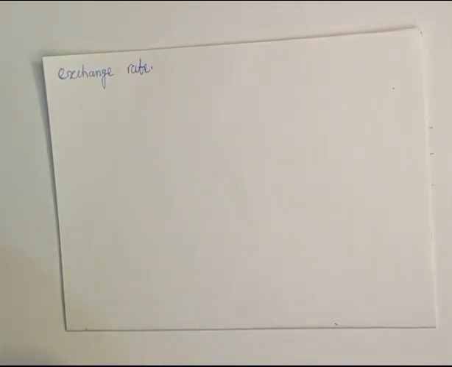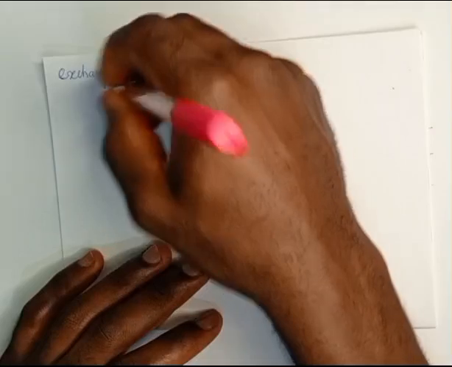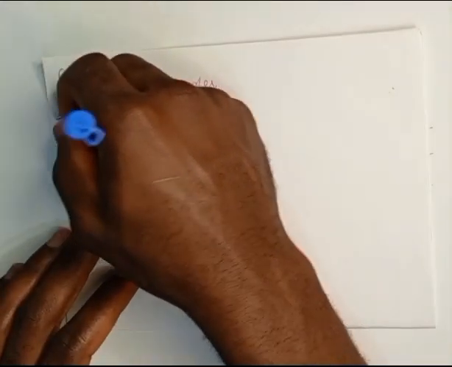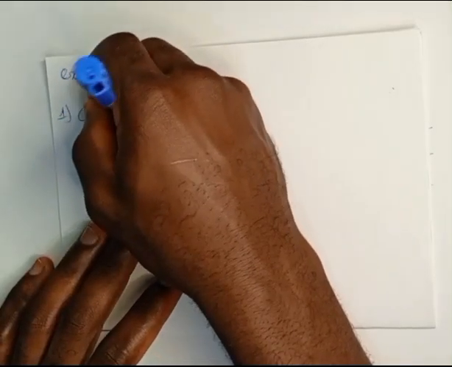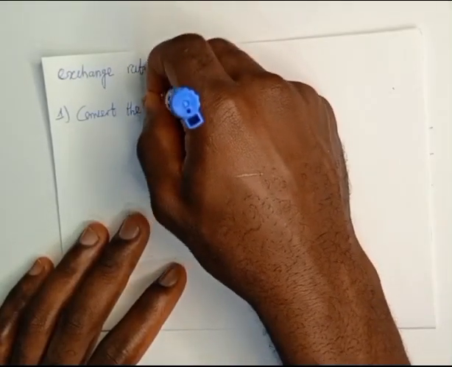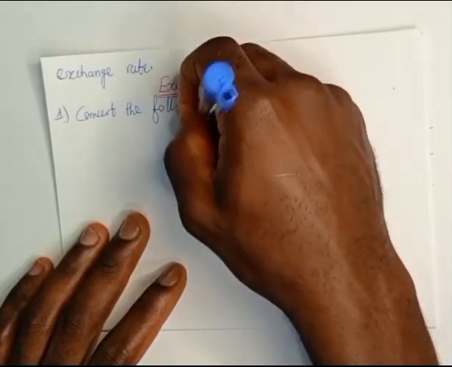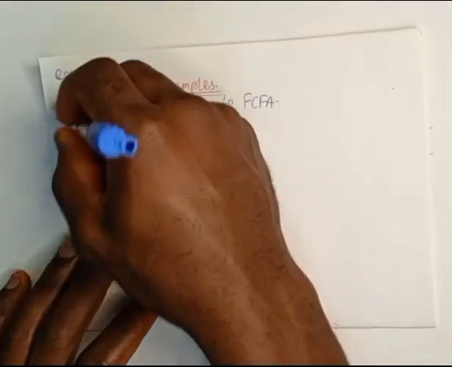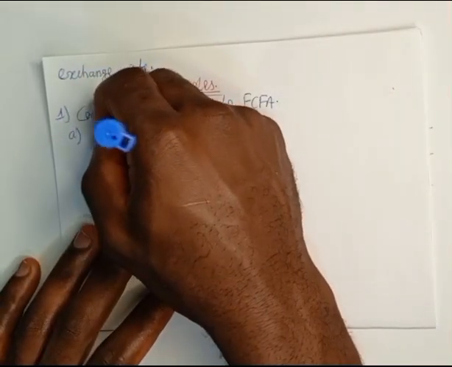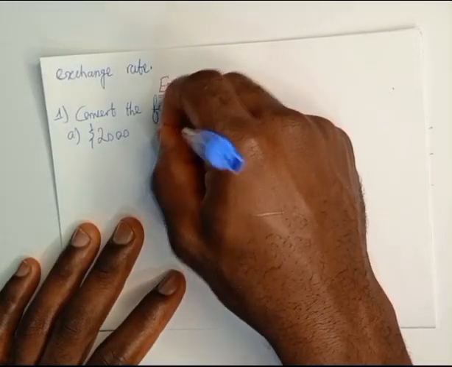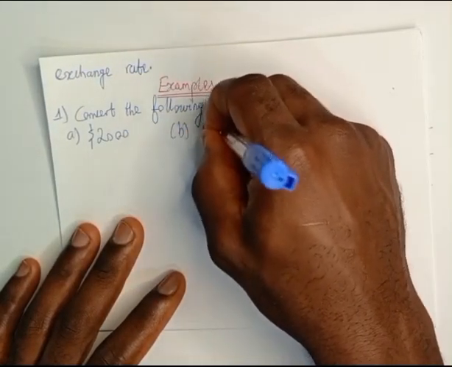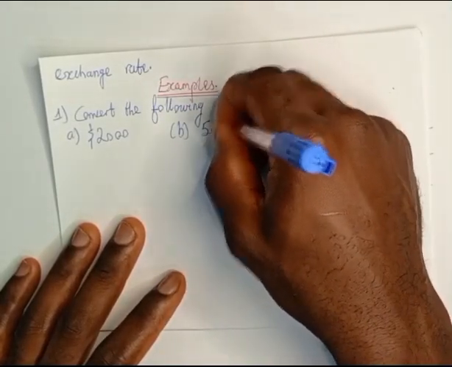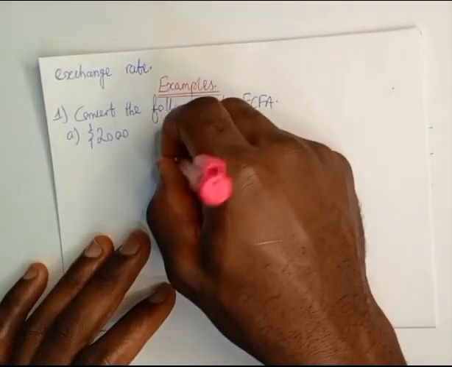We are going to look at some examples on how we can change from some currencies to francs CFA or from francs CFA to other currencies. We take these examples. 1. Convert the following to francs CFA. For A, we have $2,000. For B, we have 500 euros. Solution.